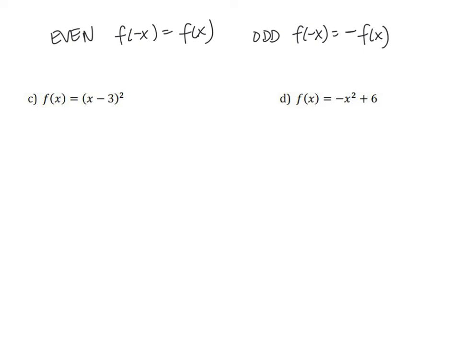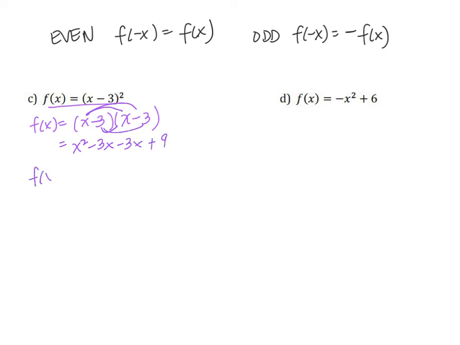So for letter C, these are a little bit trickier, so I'll go ahead and look at these together. I would encourage you to multiply this out. So f of x equals x minus 3 squared, so that's x minus 3 times x minus 3. Well, if I were to FOIL, I get x squared minus 3x plus 9. So my original function is x squared minus 6x plus 9.